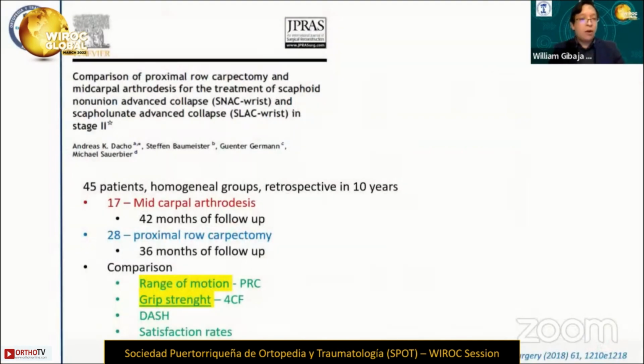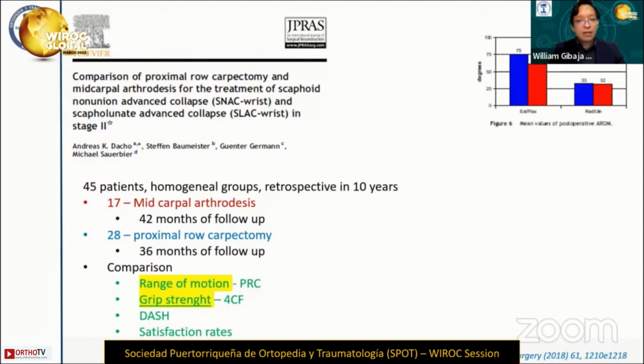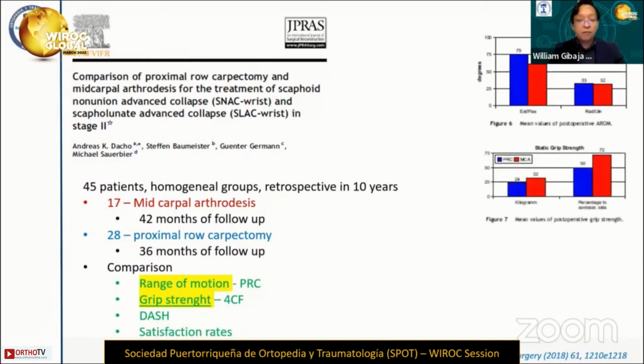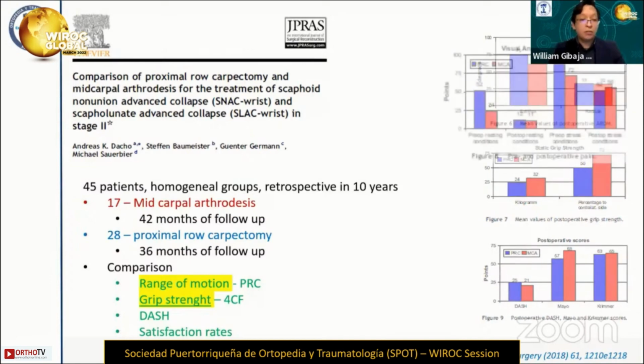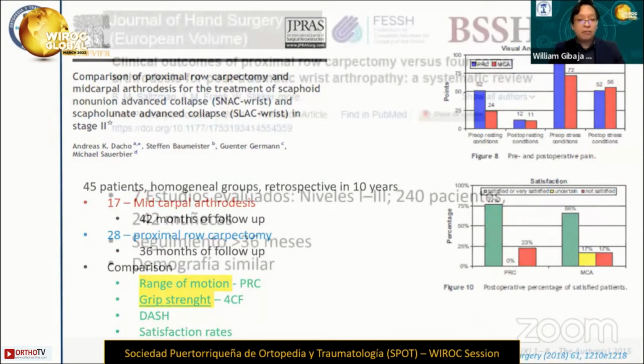If we make a comparison between these two methods in a stage 2, like having a homogeneous group, we can say that proximal row carpectomy can have a better range of motion, but the four-corner fusion will give a better grip strength. So you need to choose a patient. If you are dealing with a younger patient, possibly a four-corner fusion is the best option. And if you're dealing with an older or less demanding patient, then you can look for a proximal row carpectomy. Satisfaction rates are similar in both of these.